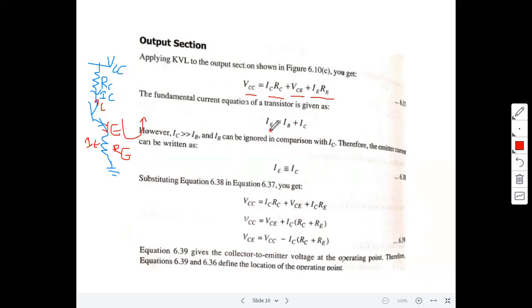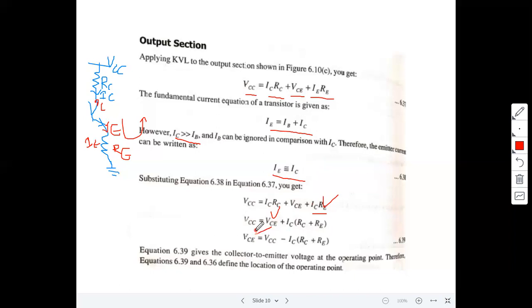Now substitute the condition IE equals IB plus IC, and IC is very much greater than IB, so IE is approximately equal to IC. Then VCC is equal to IC RC plus VCE plus IC RE, instead of IE, because IE is approximately equal to IC. Take IC common: VCC is equal to VCE plus IC (RC plus RE).